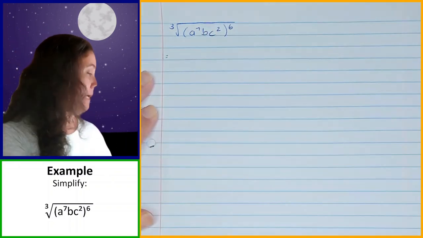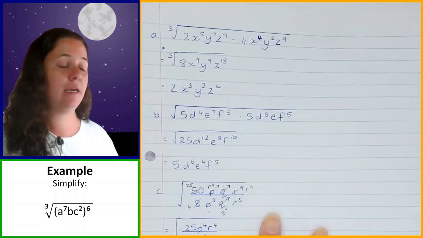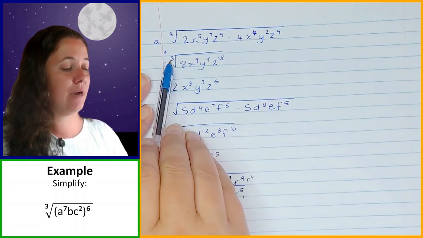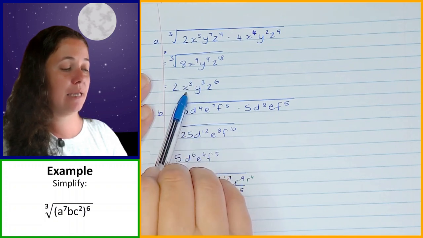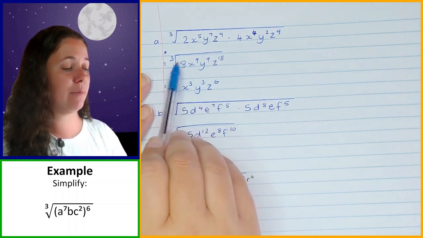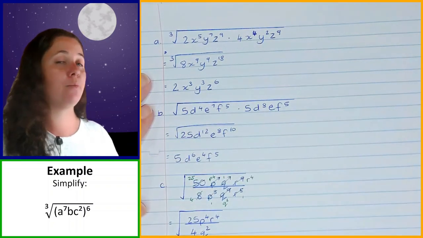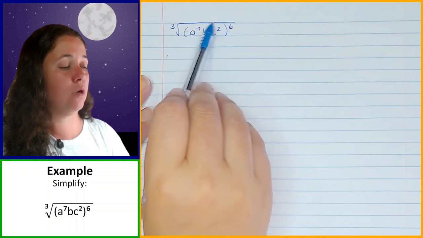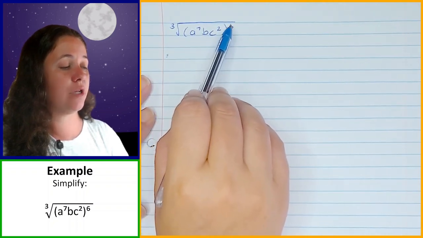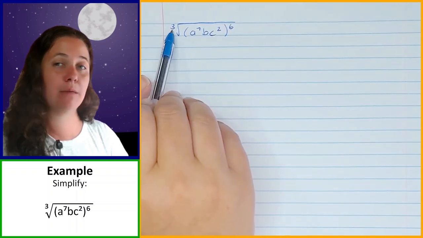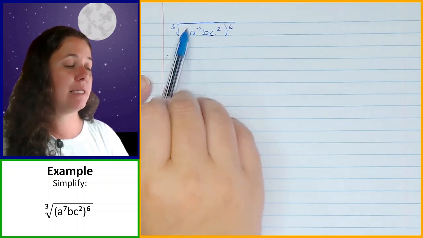In the same way as when we were doing these examples over here, where I had x to the power of 9, I divided the 9 by 3 and the x stayed the same. Same thing over here, 9 divided by 3 and the y stayed the same. 18 divided by 3 and the z stayed the same. So the base every time is staying the same. So over here, if I consider this all as one base with its own exponent, I can divide that exponent by 3 because I'm taking the cube root, and then the base is going to stay the same.